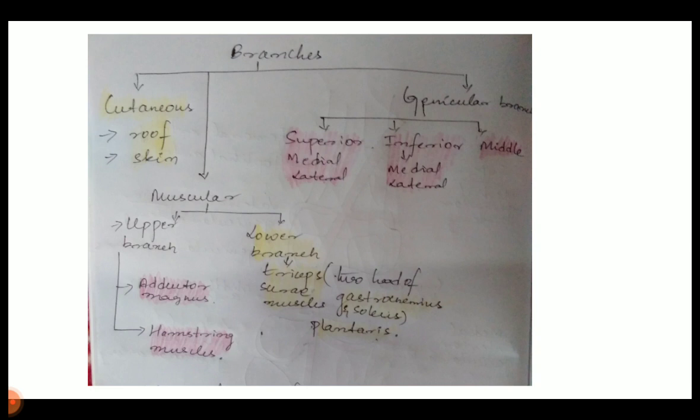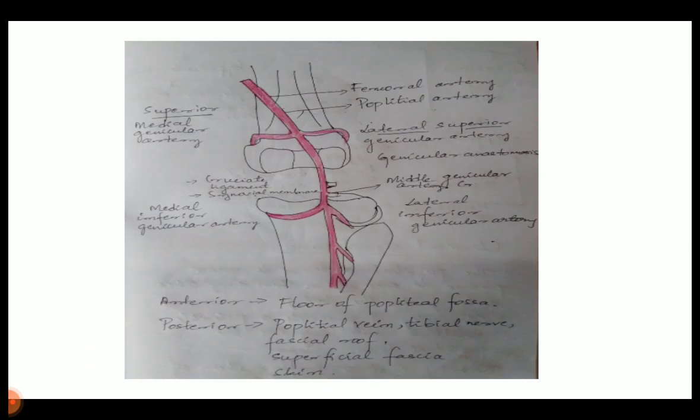Genicular branches: we have superior medial and lateral, inferior medial and lateral, and the middle. In the superior part we have the medial superior genicular artery and the lateral superior genicular artery, which both anastomose around the femur. In the lower part we have the medial inferior genicular artery and the lateral inferior genicular artery. These both anastomose and form the genicular anastomosis. Then the third, the middle genicular artery, supplies the cruciate ligament and synovial membrane.